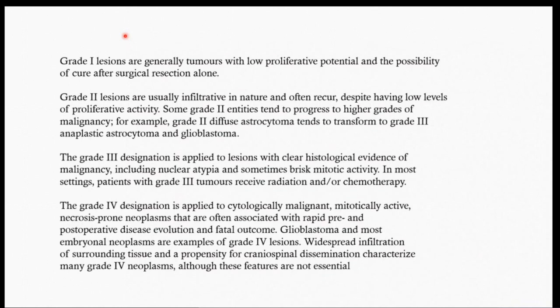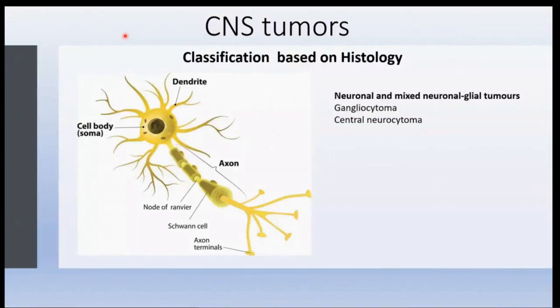Grade 4, which is the glioblastoma multiforme, is a highly malignant tumor with a very high mitotic activity, and it is prone to necrosis. We try to achieve maximum resection when we do surgery for these patients, the aim of which is to reduce the tumor burden and give a better chance for chemotherapy and radiotherapy to work.